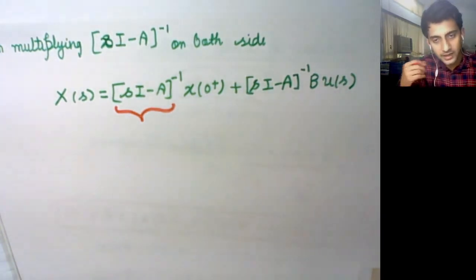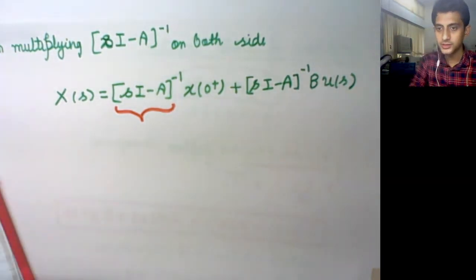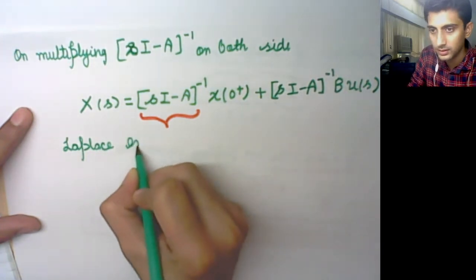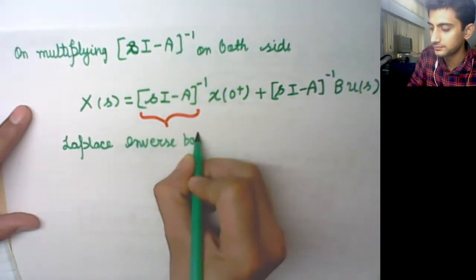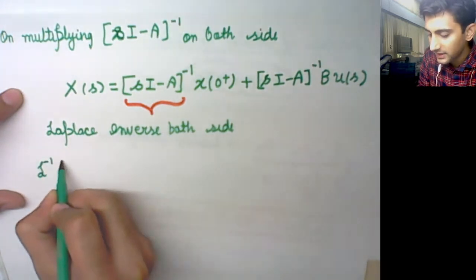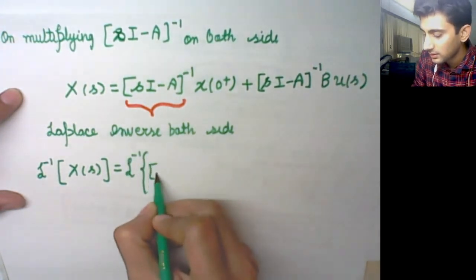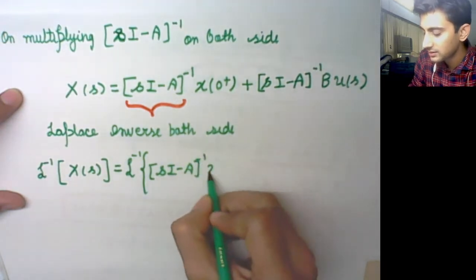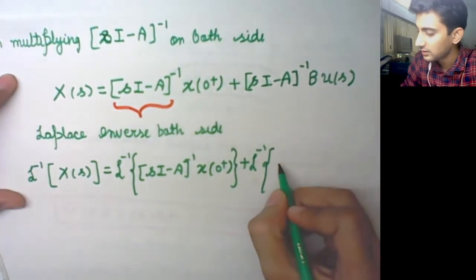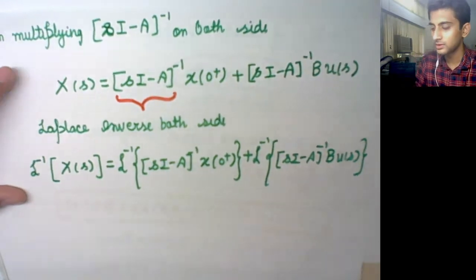Okay. And how can we take the Laplace inverse of (SI minus A) inverse? Okay. So in a way, what I mean to say is, if we take Laplace inverse on both sides, then it means that I would be taking Laplace inverse of X of S, and I would be taking Laplace inverse of (SI minus A) inverse multiplied with some constant vector, plus Laplace inverse of (SI minus A) inverse multiplied with B, multiplied with U of S. Okay, this is what I'm saying.